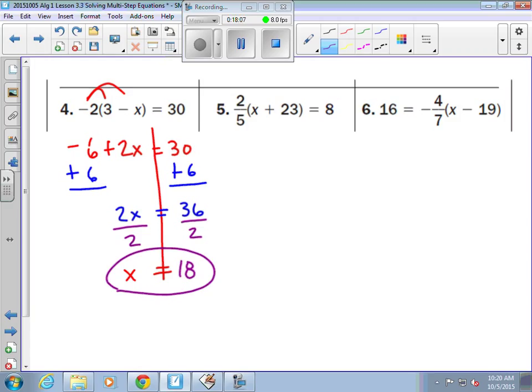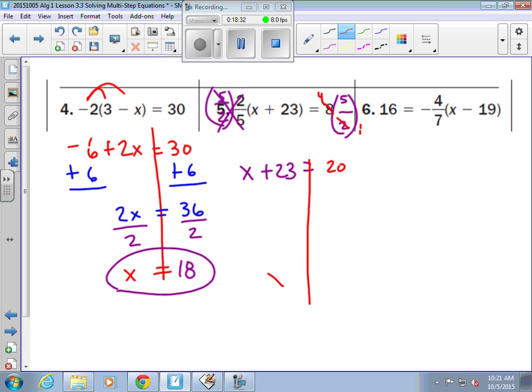2/5 times x plus 23. Multiply by the reciprocal first instead of distributing. So if you multiply both sides by 5 over 2, this will cancel this out and leave you with just x plus 23 equals, the number 2 goes into itself once and into 8 4 times. 4 times 5 is 20. Get x by itself by subtracting 23. And x equals negative 3.